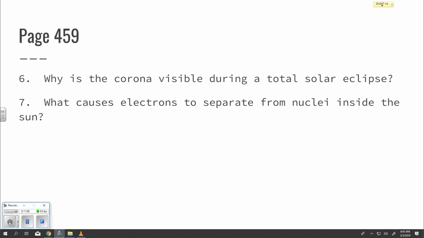The most common form of nuclear fusion in the sun is the fusion of hydrogen into helium. This kind of nuclear fusion has three main steps. Question 7, what causes electrons to separate from nuclei inside the sun? Answer, high temperature and pressure.